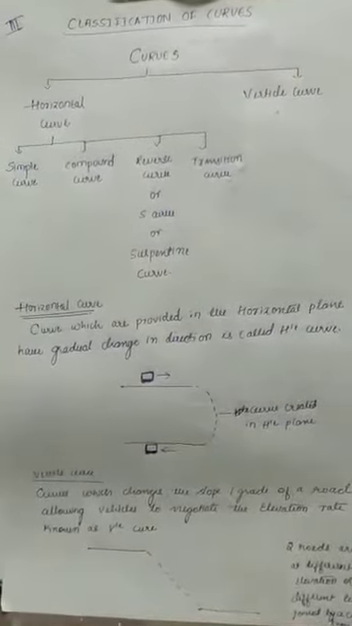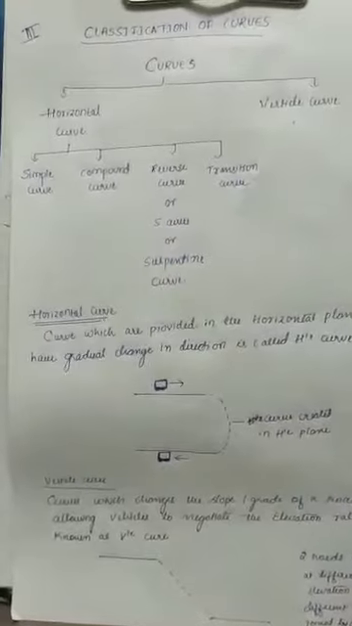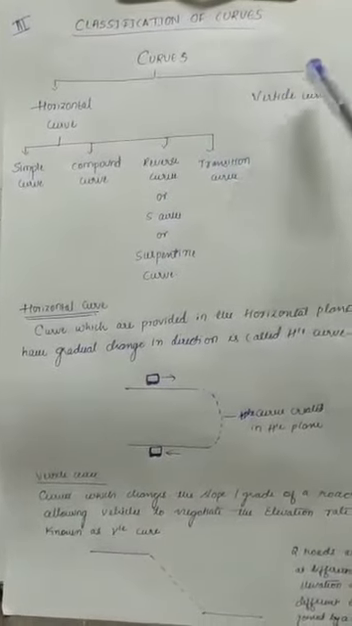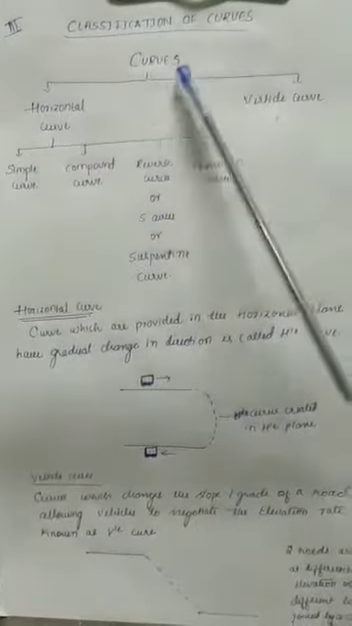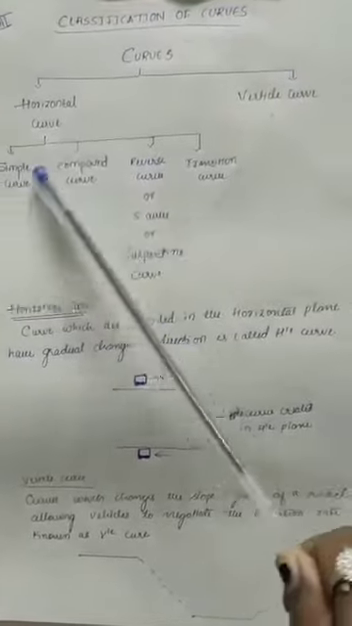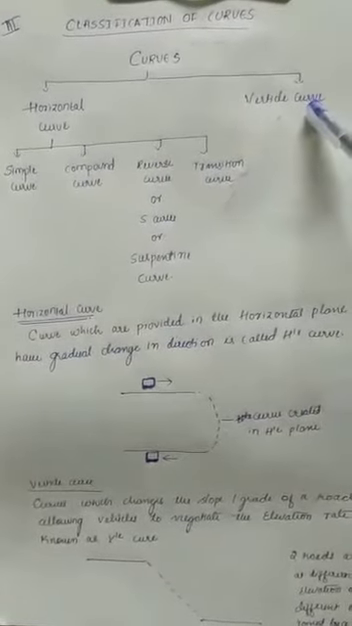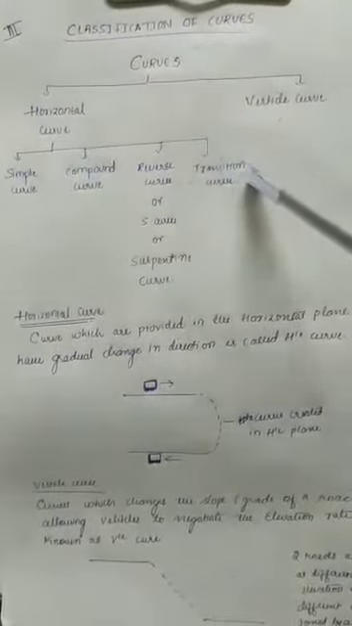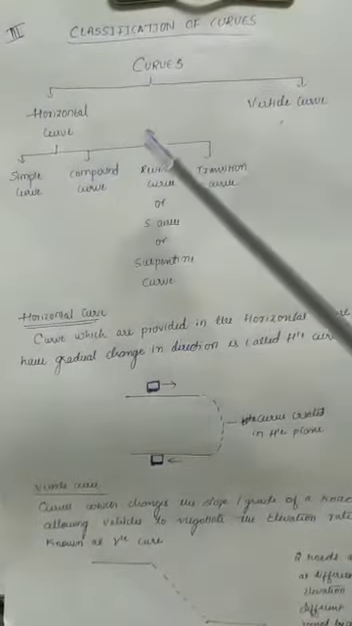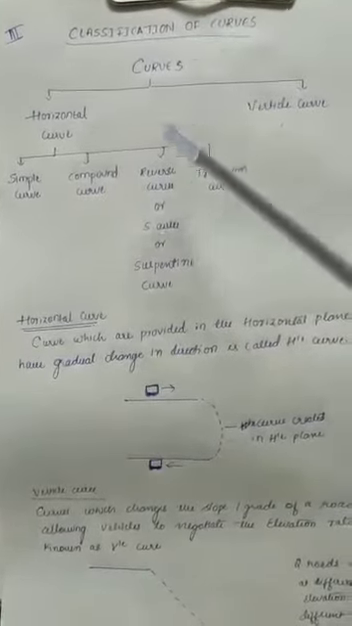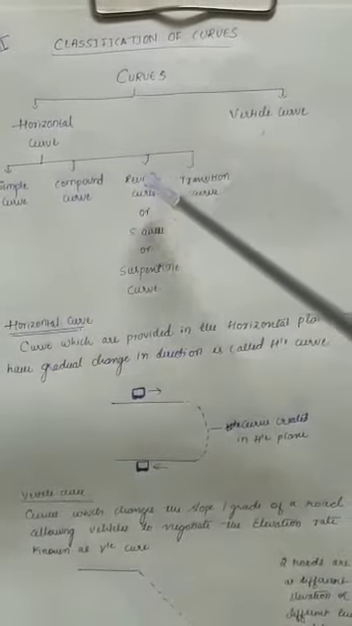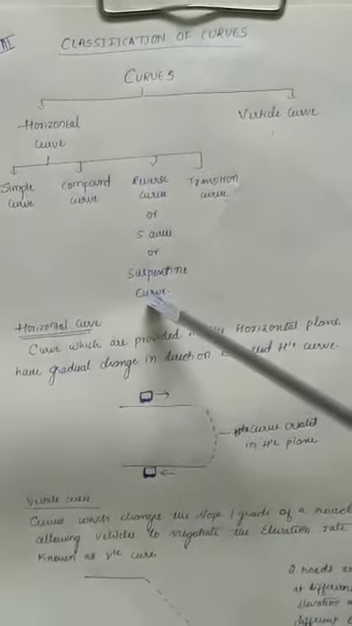Let us start with the next topic, that is classification of curve. So we have learnt what this curve is about. Let us now come to the classification. Curves are subdivided into horizontal curves and vertical curves, whereas the horizontal curve is further subdivided into 4 groups, that is simple curve, compound curve, reverse curve, followed by transition curve. Reverse curve is also known as S curve or serpentine curve.